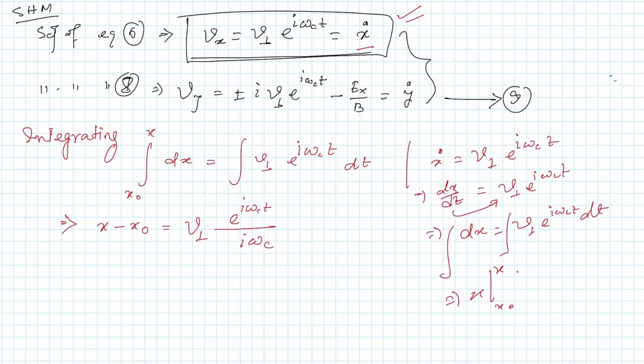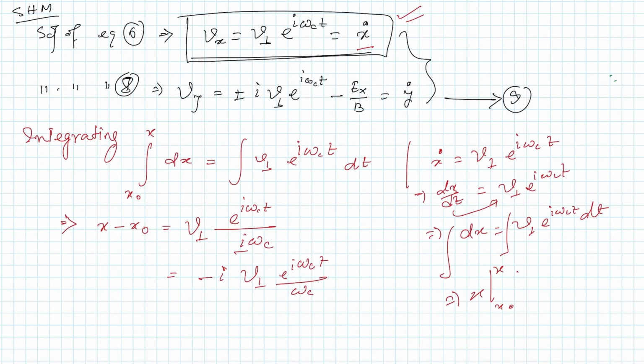that is equal to v perpendicular e to the power i omega c t by i omega c. Now here you see, if you multiply i here and here, then we will get minus i v perpendicular e to the power i omega c t by omega c, because i into i is minus 1, and there is also one i, so we can write minus i here. Hope you have understood this.